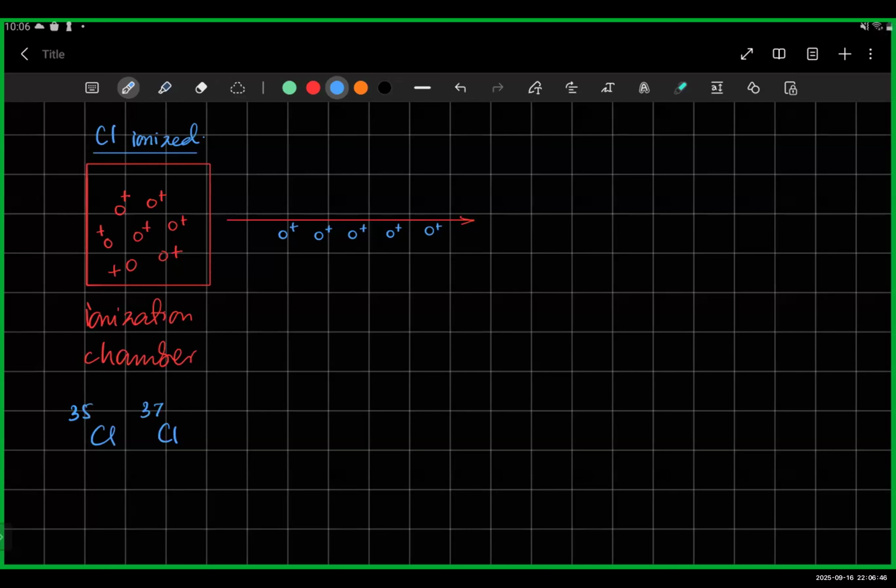Understanding the mechanism is part of the syllabus, but not the diagram. No one is going to ask you about the diagram. But understanding how it works, that's part of the syllabus.